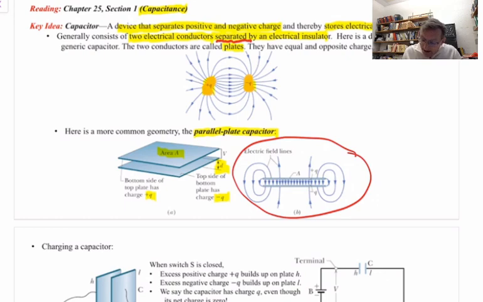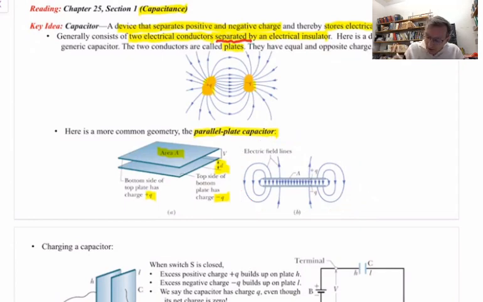We get some pretty complicated stuff going on around the edges of the plates. You can see the electric field lines are more curved there. And that's realistic, that does happen, but we don't want to have to deal with that. So one of the things we're going to do is approximate that electric field between those two parallel plates more like this.